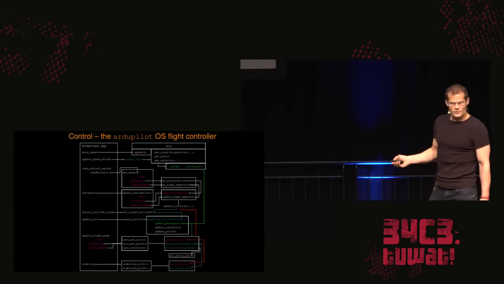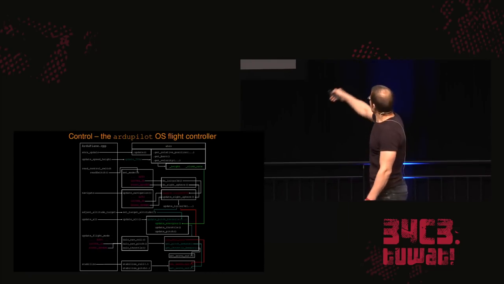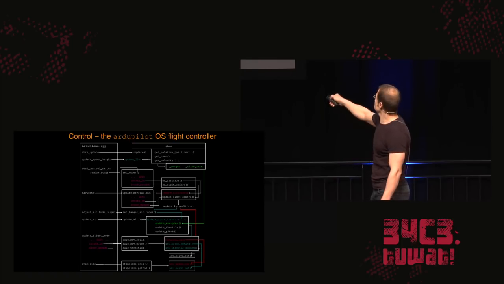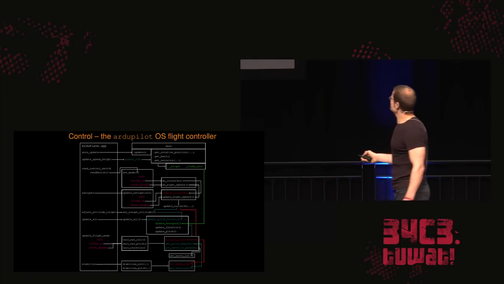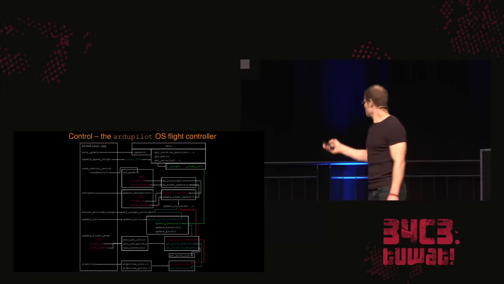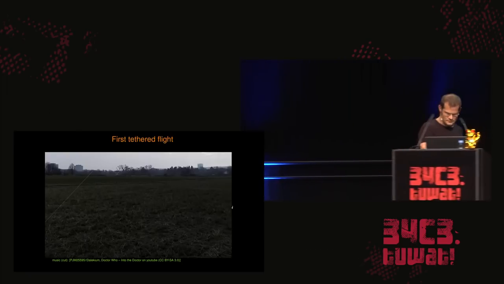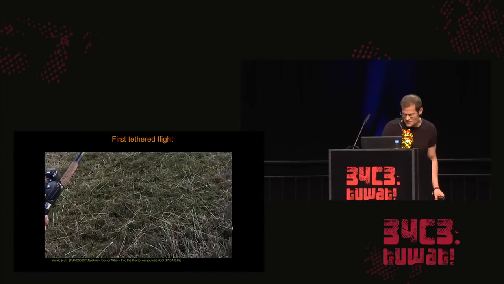So now you have to modify the source code of this autopilot project. Here they are highlighted, the places where you have to do modifications. You have to implement new flight modes and change some of the control algorithms, and then you come up with the next flight test. And here is the next attempt.